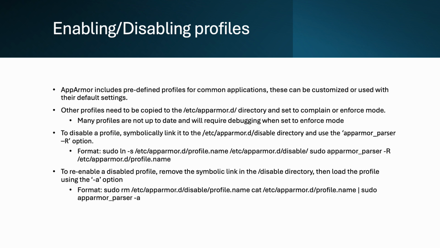To disable a profile, symbolically link it to the disable directory and use the apparmor_parser -R option. And to re-enable a disabled profile, you remove the symbolic link in the disable directory, then load the profile using the -a option.